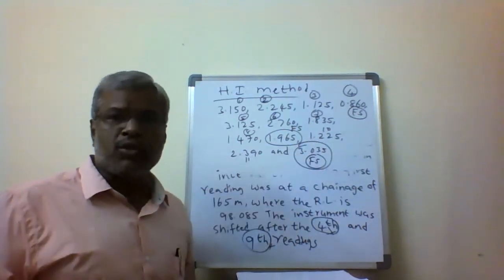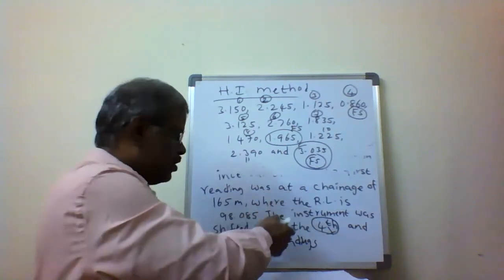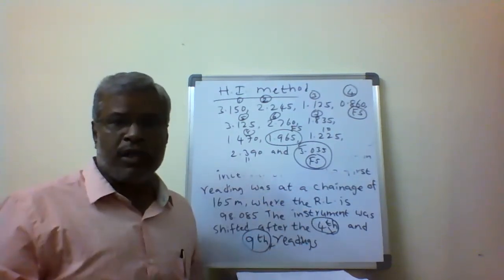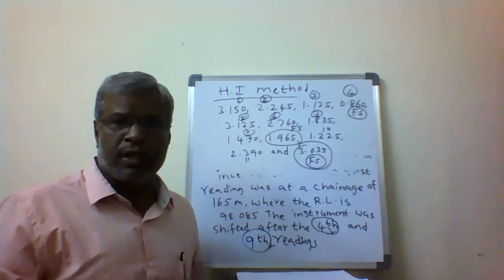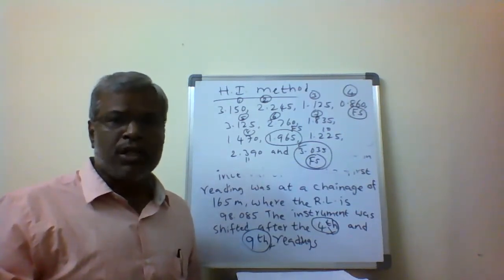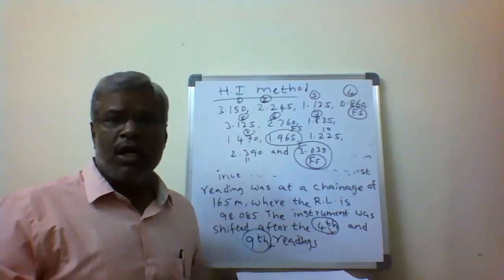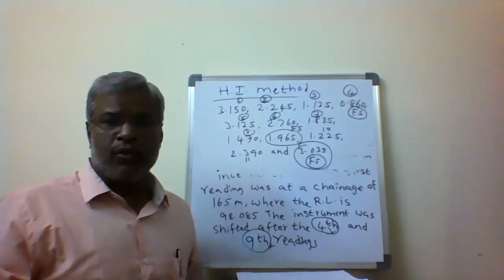So first we have noted down how many readings there will be. At the fourth and ninth readings, the instrument was shifted. The fourth reading comes under the foresight reading, and the ninth reading also comes under the foresight reading, and the last reading obviously also comes under the foresight reading, as that is the end of the day's work. The last reading is called the foresight reading.